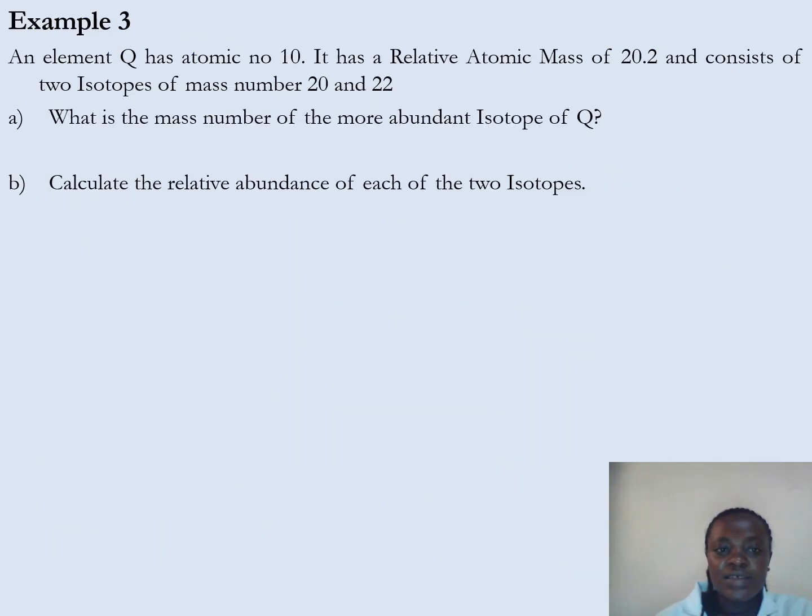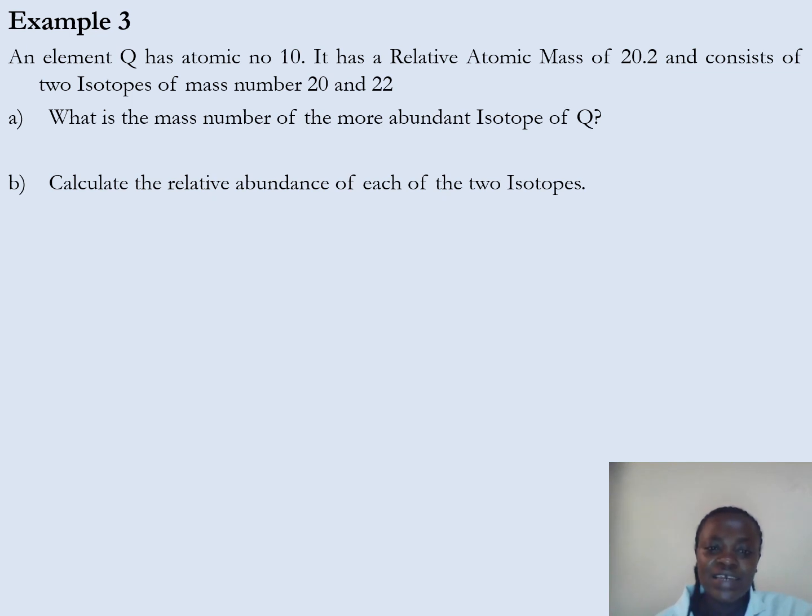We look at the next example, example 3. We have an element Q. It has an atomic number 10. It has a relative atomic mass of 20.2 and consists of two isotopes of mass number 20 and 22. We are asked, what is the mass number of the more abundant isotope of Q?